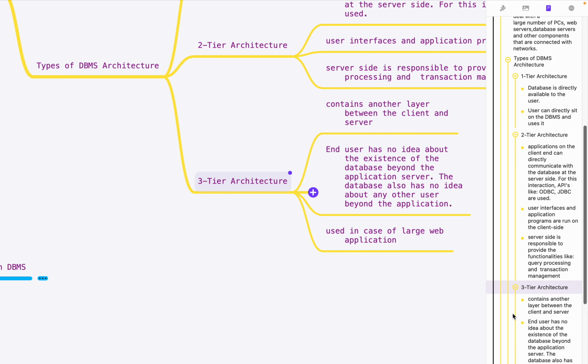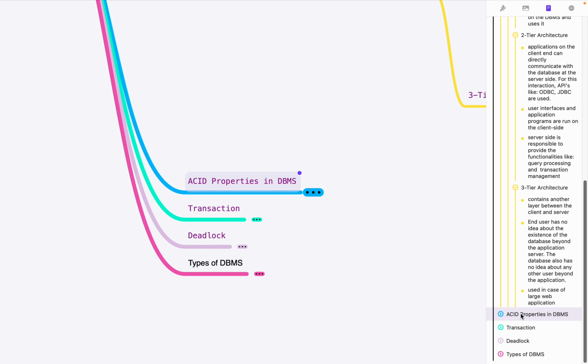In the next sessions we are going to start with the ACID properties. What are the ACID properties in DBMS? Okay, thank you.